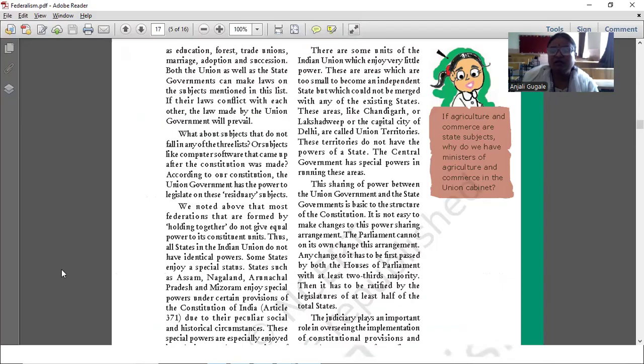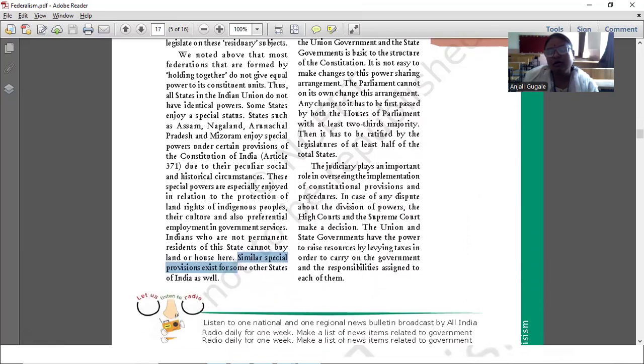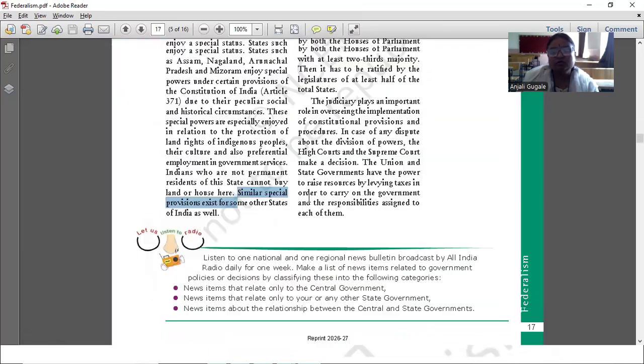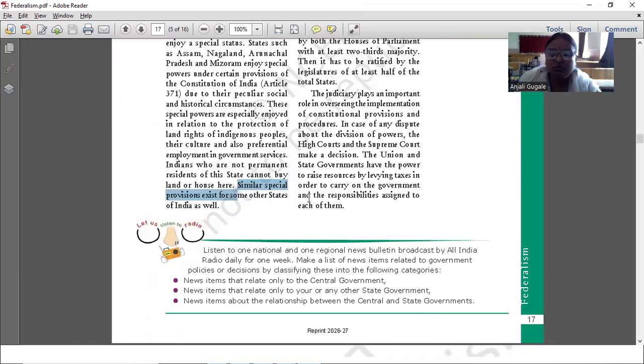Now this is the final part of the lesson, which will include the activity. One more activity given in your textbook is to listen to a national news bulletin broadcast by All India Radio daily for 1 week. Make a list of news items related to the government, policies or decisions by classifying them into the following categories. News items that relate only to the central government. News items that relate only to your or any other state government. News items related to the relationship between central and state government.